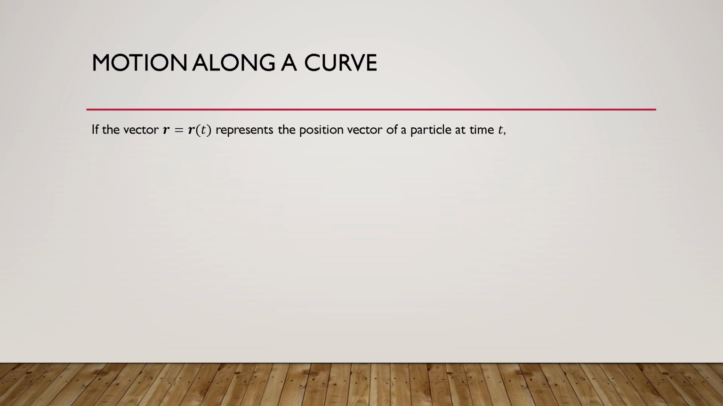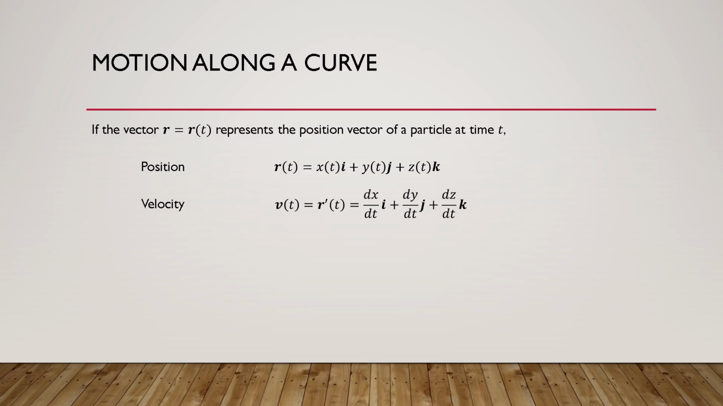If the vector r equals r of t represents the position vector of a particle at time t, then the following equations hold. Position r of t equals x of t i plus y of t j plus z of t k. Velocity, or v of t, equals the first derivative of r of t, or dx/dt i plus dy/dt j plus dz/dt k. Acceleration, or a of t, equals the second derivative of r of t, or the second derivative of x i, plus the second derivative of y j, plus the second derivative of z k.